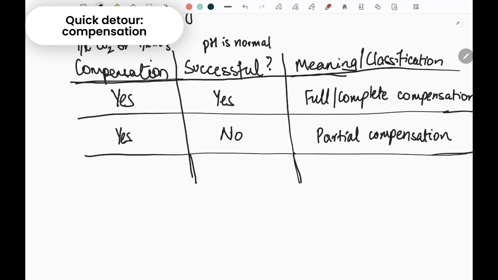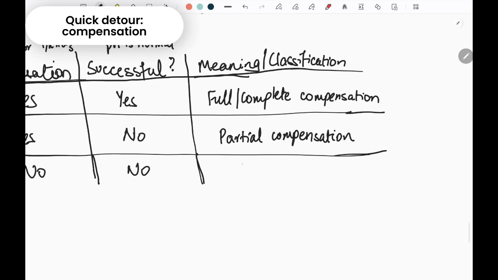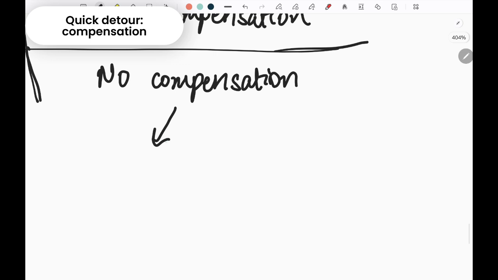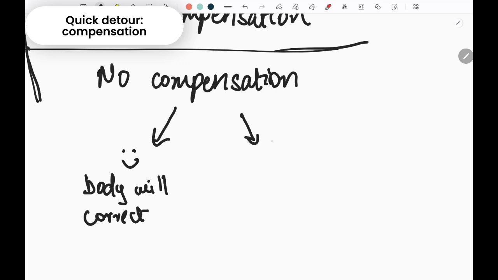But what if it doesn't compensate at all? And so because it's not compensating, obviously the pH is not going to improve. Well, then we say that there is no compensation. This either means one of two things. Either you're very good because the body will correct itself. So if the lungs are struggling, then the lungs will fix it themselves. They don't need the kidneys' help. And the opposite is also true. Or you're doing really bad because it means the body is giving up.